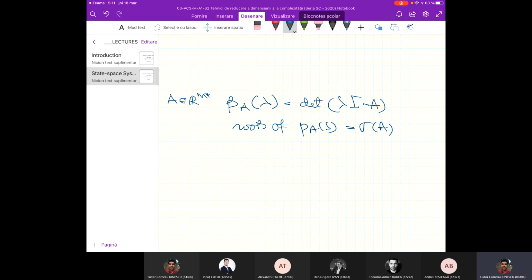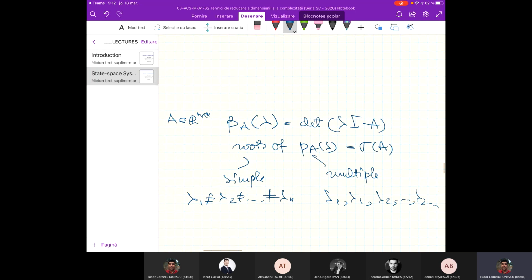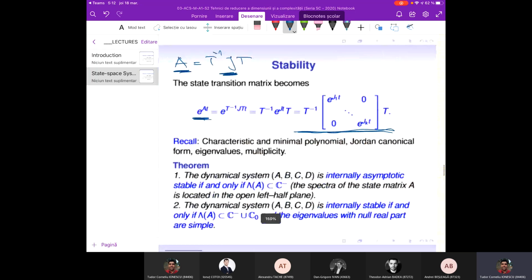Now these roots can be simple: lambda 1, lambda 2, up to lambda n. Simple means distinct. Or they can have multiplicity, they can be multiple. So you can have lambda 1, lambda 1, lambda 2, and so on. Simple eigenvalues have multiplicity 1, and multiple eigenvalues have multiplicity higher than 1.